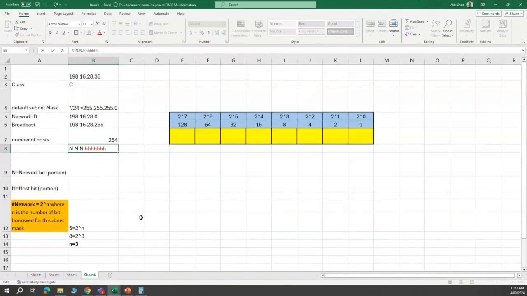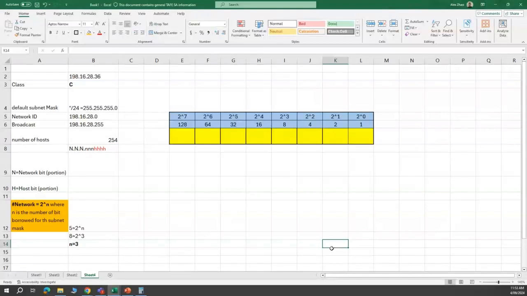If we go to this host portion, remember we're borrowing the host bits and making them into network bits. These are already network bits, so we can't borrow those. So we've got to start here, and we'll always start from left to right. So therefore, 1 bit, 2 bit, 3 bit, they now will become little n's. You get me, guys?